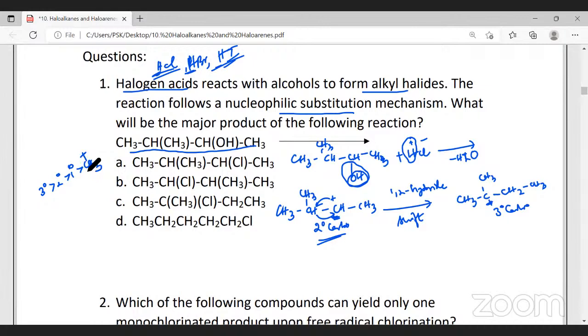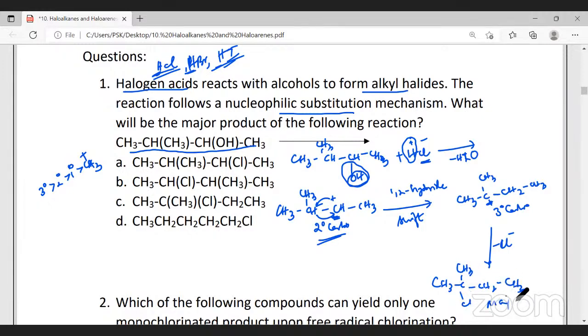This stability of carbocation you should understand. Now, what is left out? We have I minus nucleophile. This I minus, Cl minus will attack the positive sign. Therefore, what we get is CH3, CH3.